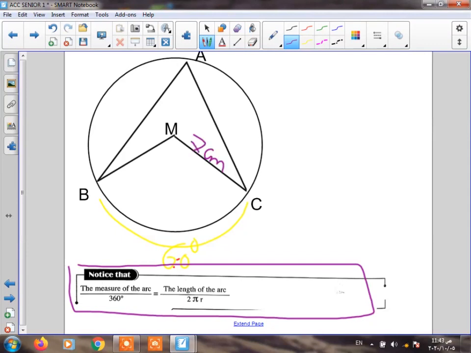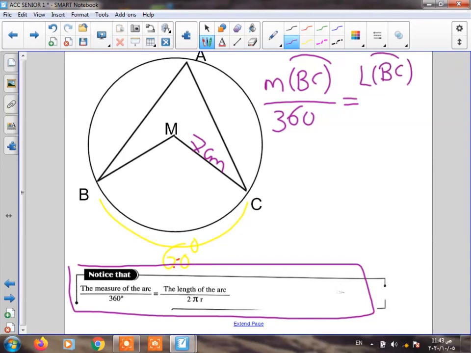Okay. Now I will use this rule. Simply the measure of the arc over the measure of the circle, which is 360, equals the length of the arc over the length of the circle. The circle has a length, of course, it will be the circumference of the circle. Okay, now what is the circumference of the circle? I know the rule, which is 2πr, right?